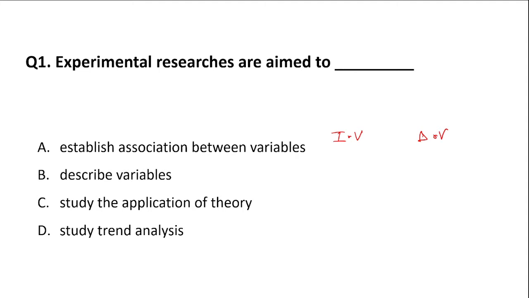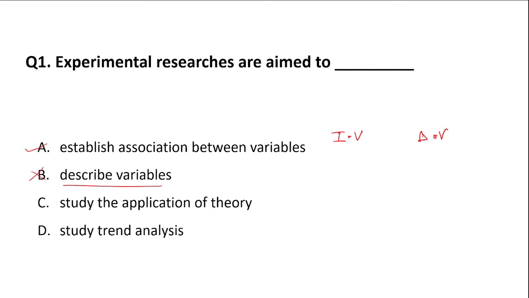Okay, so here to get the relation between variables, how they depend on each other, to find this we'll follow experimental research, and establishing association between variables is the main aim of experimental research. So here option A is correct. Let's see option B, describe variables. So here experimental research tells us the relation between the variables or how they depend on each other, not that it describes the variable. So here option B is incorrect.